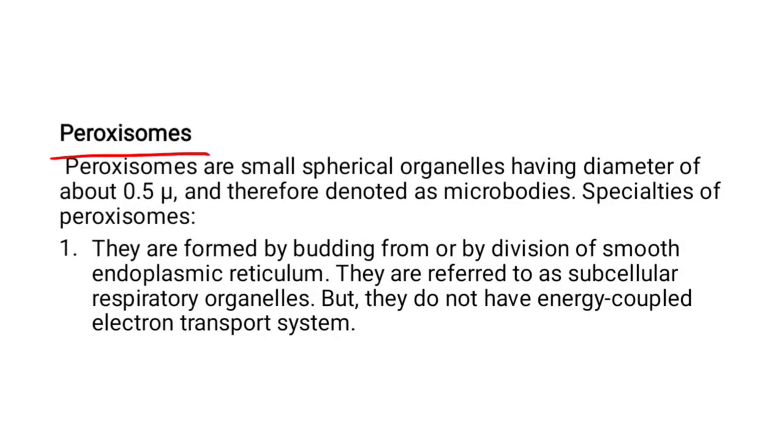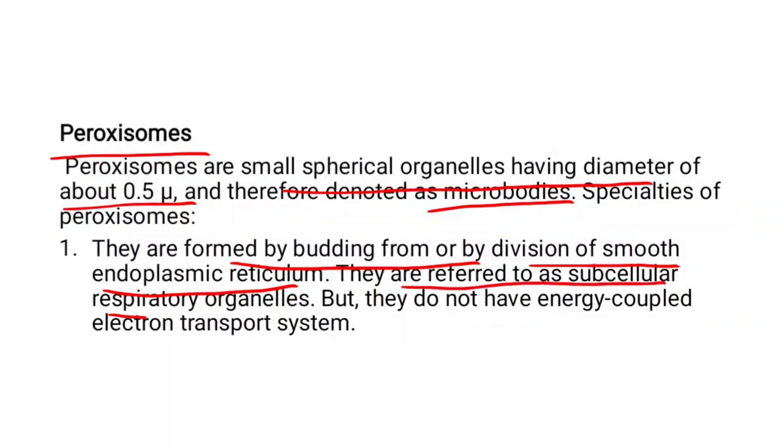Peroxisomes. Peroxisomes are small spherical organelles having a diameter of around 0.5 microns and are therefore denoted as microbodies. The specialities of peroxisomes are that they are formed by budding from or by division of smooth endoplasmic reticulum. They are referred to as subcellular respiratory organelles, but they do not have an energy coupled electron transport system.